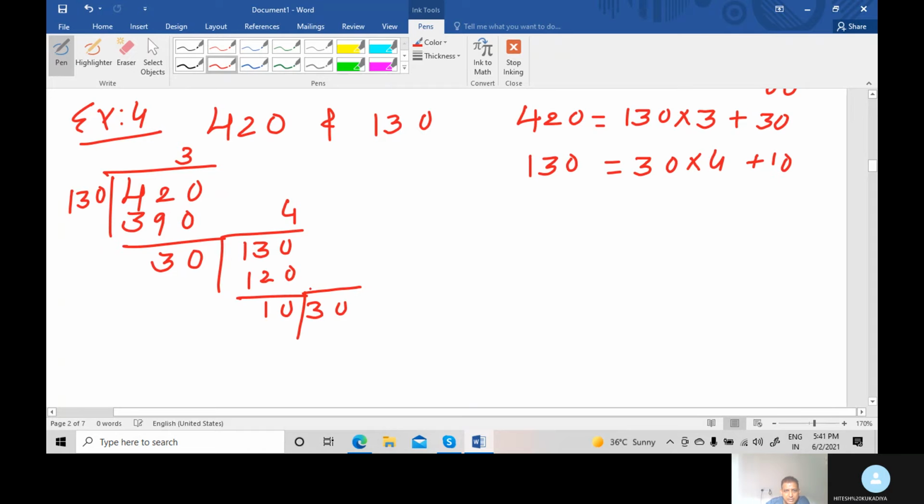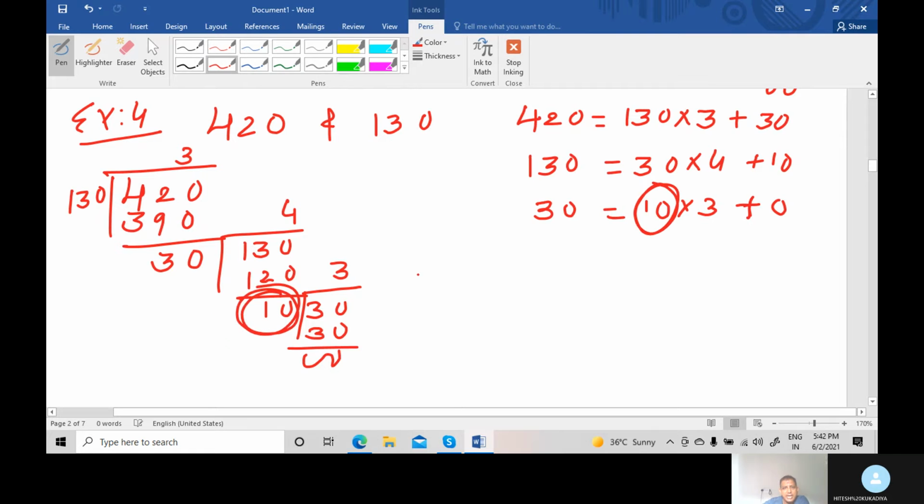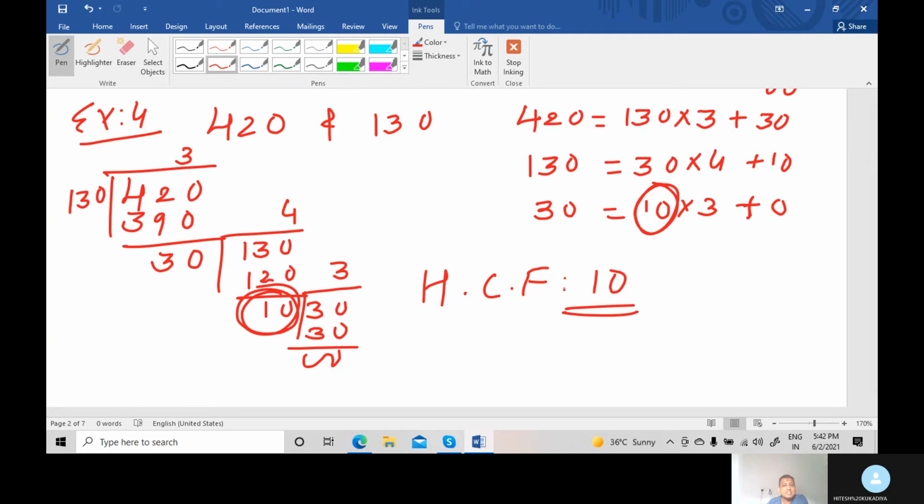Now 30 divided by 10. 10 threes are 30, remainder 0. Here write 30 equal to 10 into 3 plus 0. So the last divisor is 10, so our HCF is 10. That means each stack can include 10 burpees.